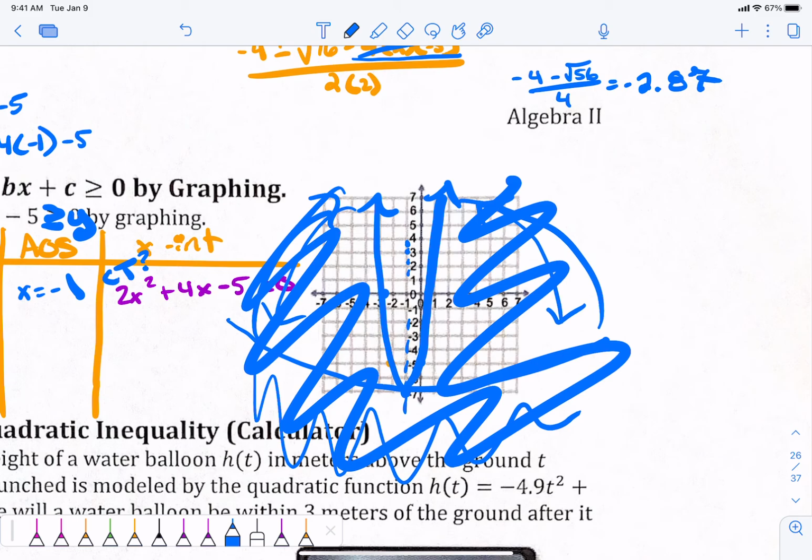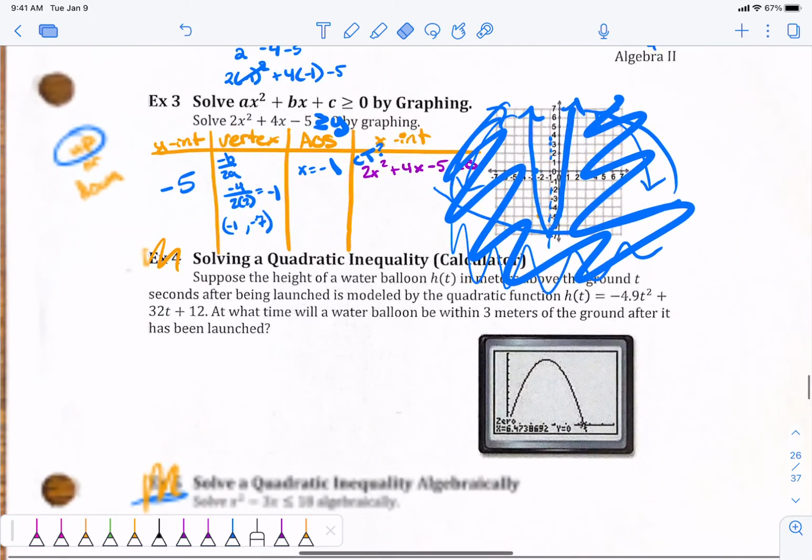So this is not different than what we've been doing before. We've always been finding the vertex, the axis of symmetry, all that good stuff. Now we're just shading stuff, right? Okay? Good? Anything else we need to add before we close the video?